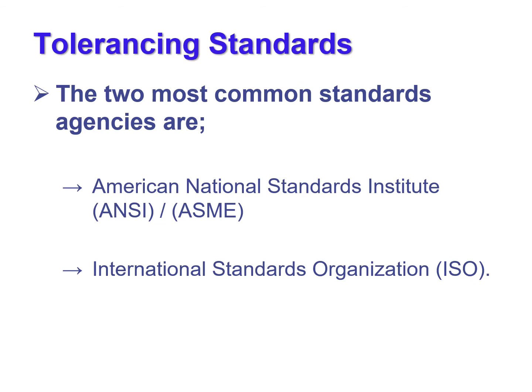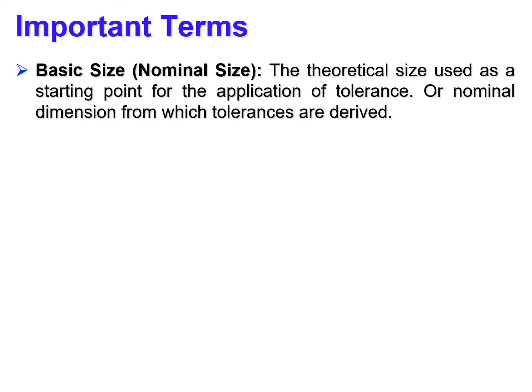There are set standards, because whenever we are talking about something in engineering drawing, we have standards, and according to the two most common standards agencies, there are also tolerancing standards. The American National Standards Institute, the ASME, and the ISO are the two tolerancing standards that are majorly used. Whenever we are tolerancing, we use some important terminology, so we should be aware of these terms.